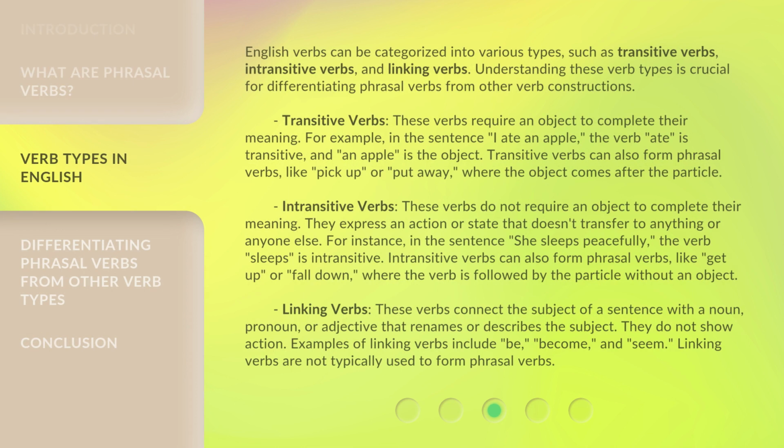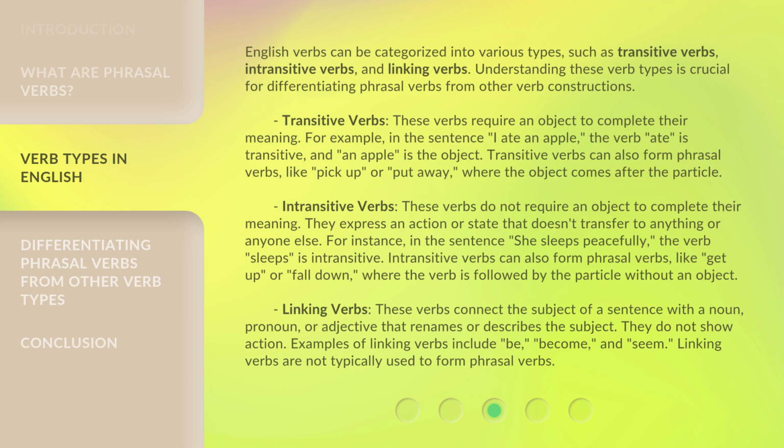English verbs can be categorized into various types, such as transitive verbs, intransitive verbs, and linking verbs. Understanding these verb types is crucial for differentiating phrasal verbs from other verb constructions.